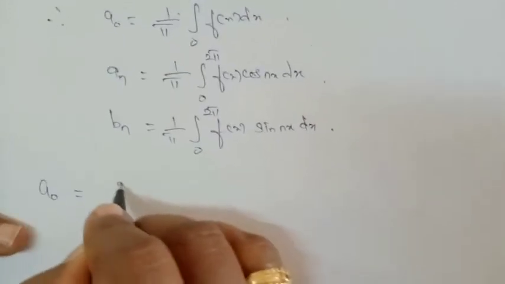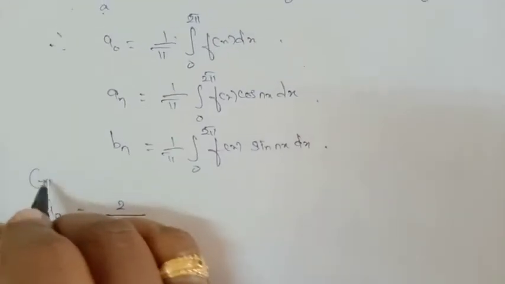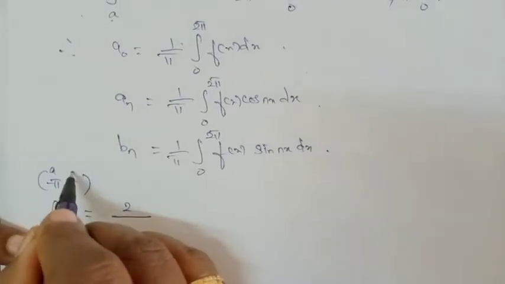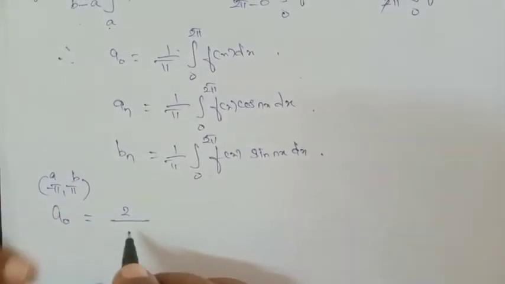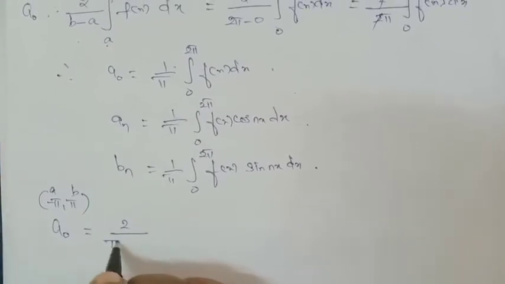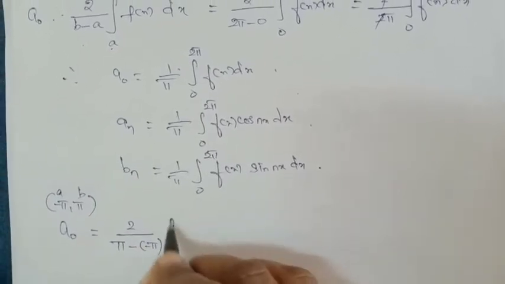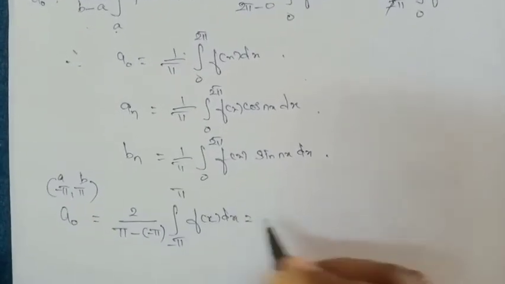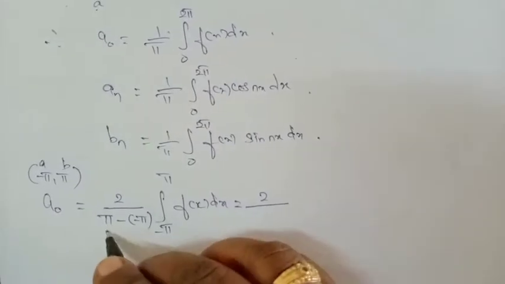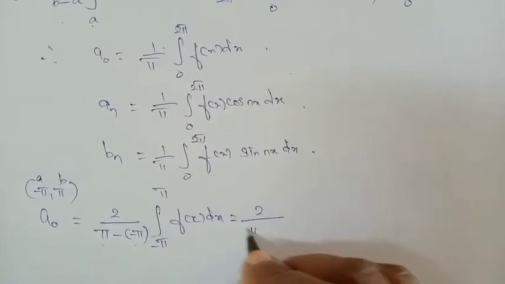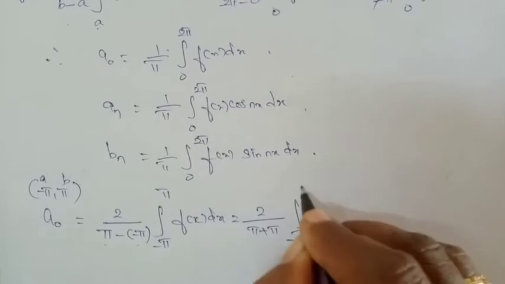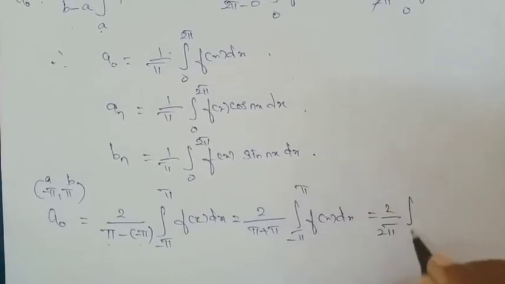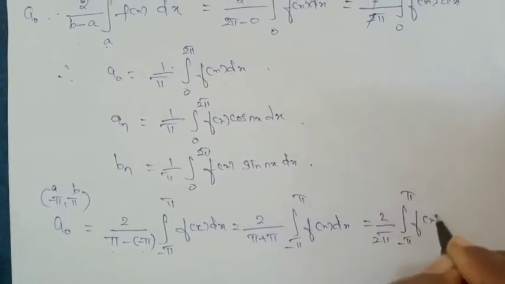So therefore a0 is equal to 2 by, now let us assume minus pi, pi. Here the lower limit is minus pi and the upper limit is pi. So b minus of minus a, integral minus pi to pi f of x dx. So therefore 2 by pi minus of minus pi is pi plus pi, integral minus pi to pi f of x dx, which is equal to 2 by 2 pi integral minus pi to pi f of x dx.